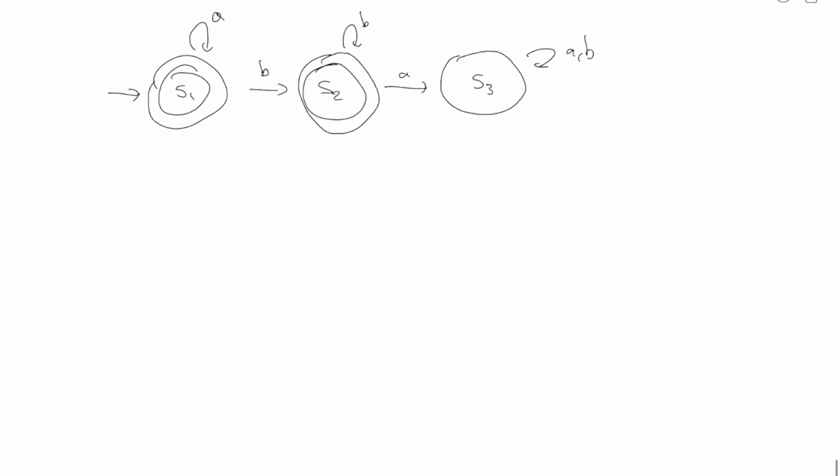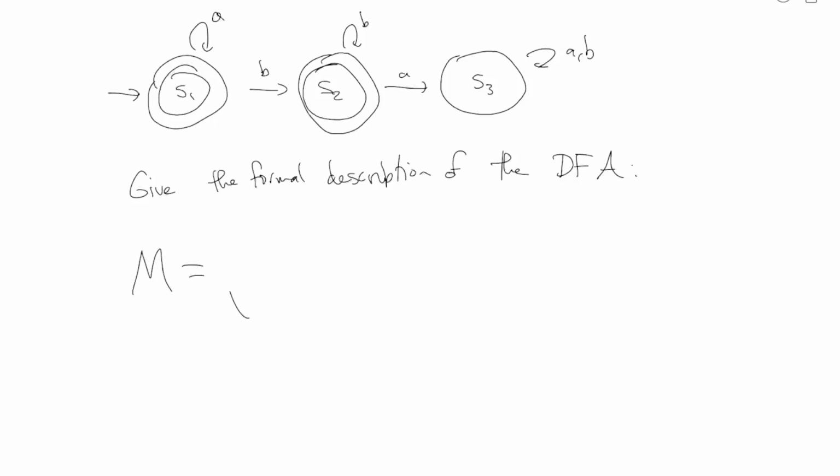It might take you a little while to write down your answer, but this is very easy. It's just a matter of knowing where everything goes. They would give you a picture and then say, give the formal description of the DFA. And then your answer would be something like M equals, okay, it's a 5-tuple. The first thing is the set of states. You have to get them in the correct order, technically. So this would be S1, S2, S3. The next thing is the alphabet, which is A, B.